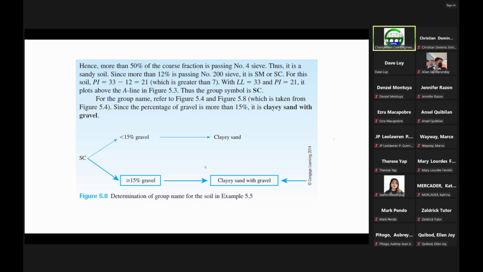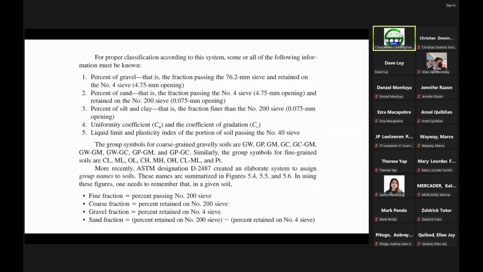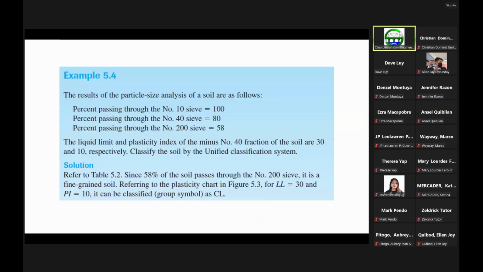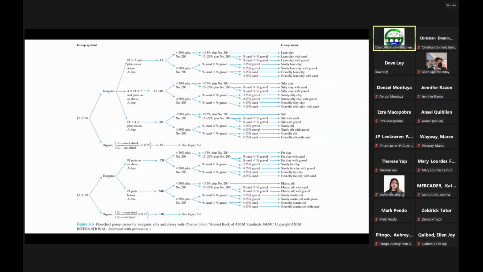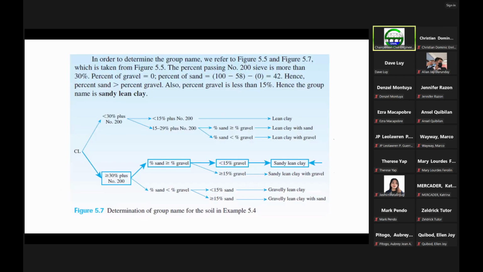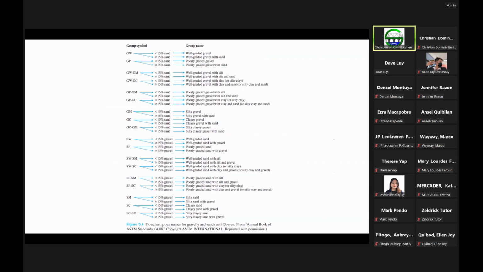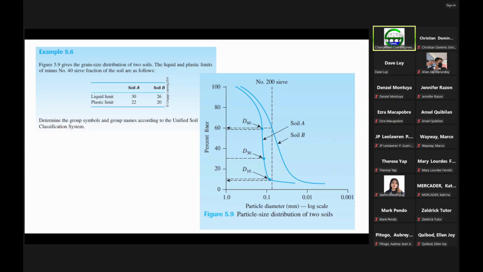Now, how about if you have a dual classification system? Let's say, for example, this one is SC. So, for example, this problem here. I'm not sure if we still have time, but let's just try to discuss soil A.